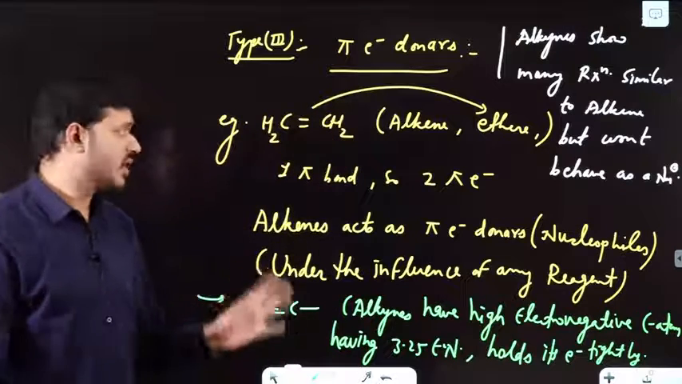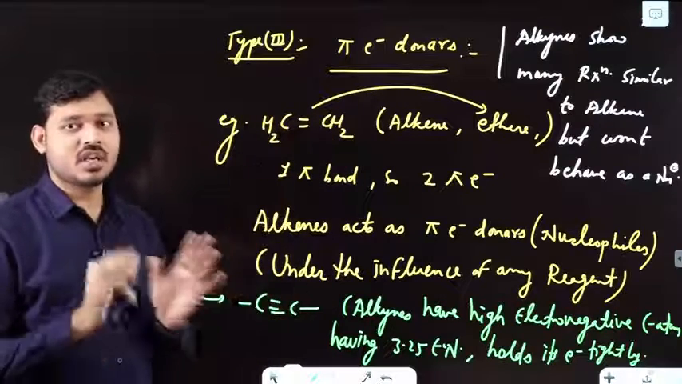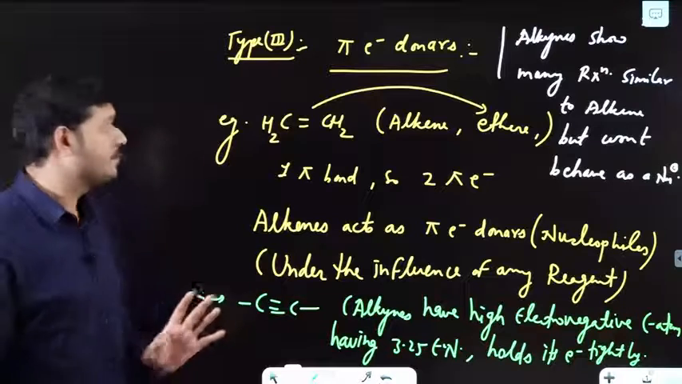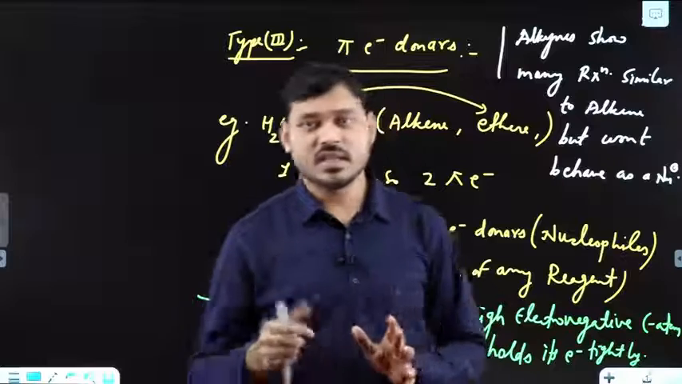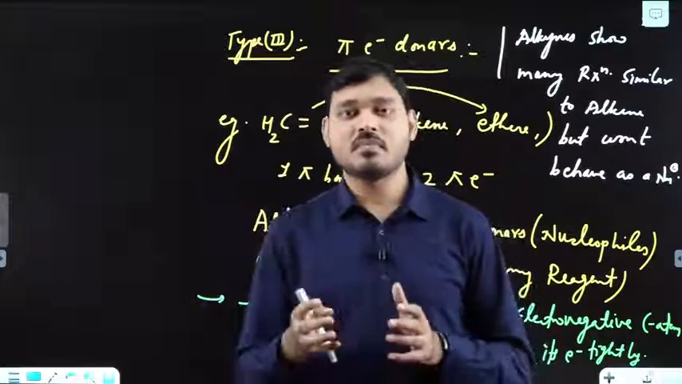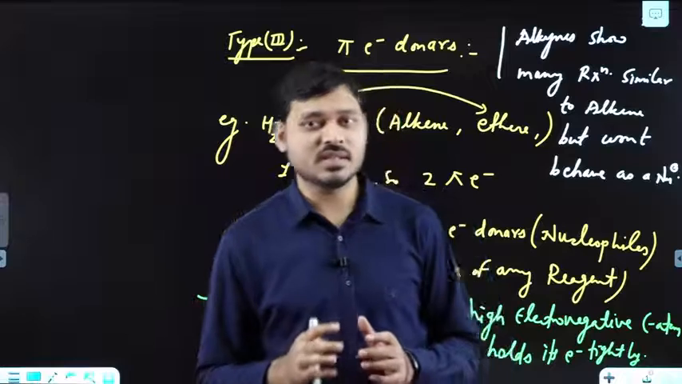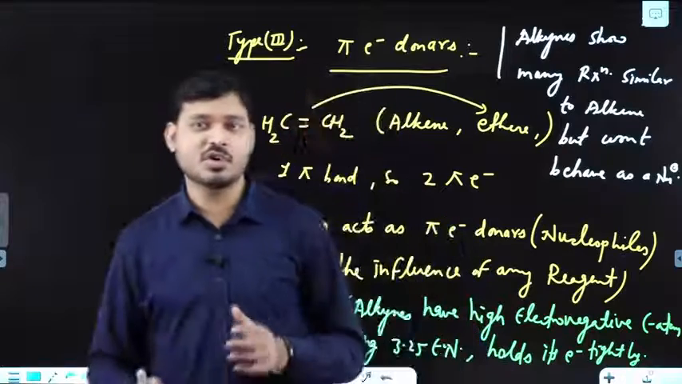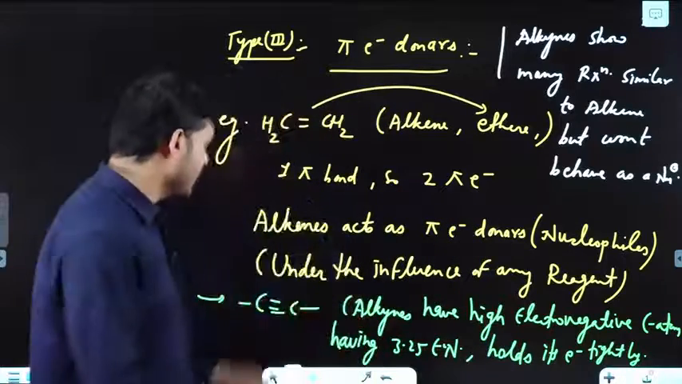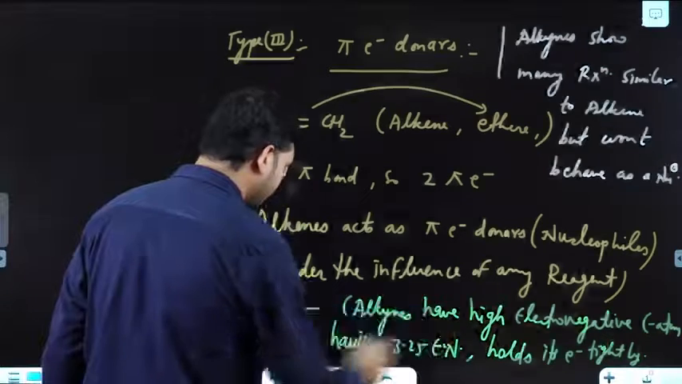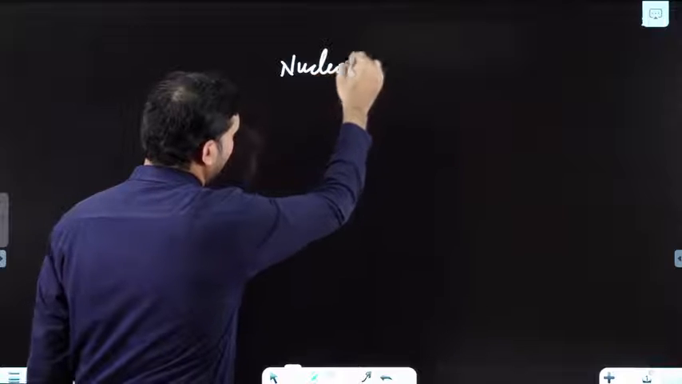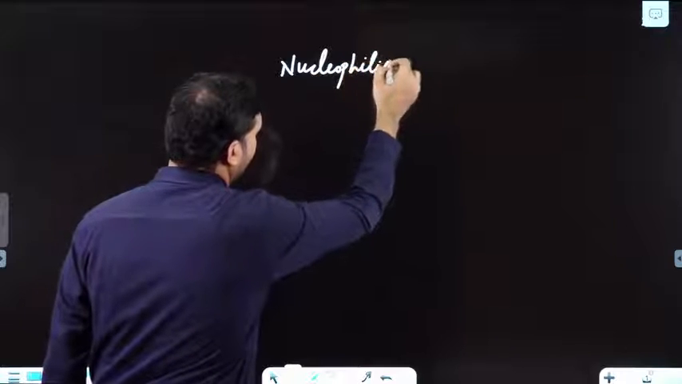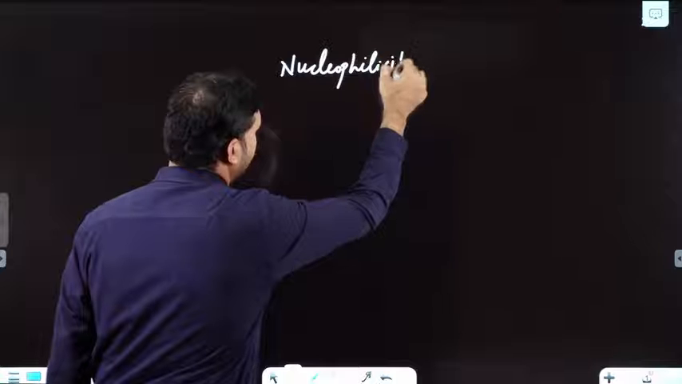Clear to you? So remember, we have discussed three types of nucleophiles. First type was the negatively charged nucleophile, which is most nucleophilic. Then second comes neutral but having a lone pair, and third is pi electron donors, due to pi electrons. So if I have to say about nucleophilicity.